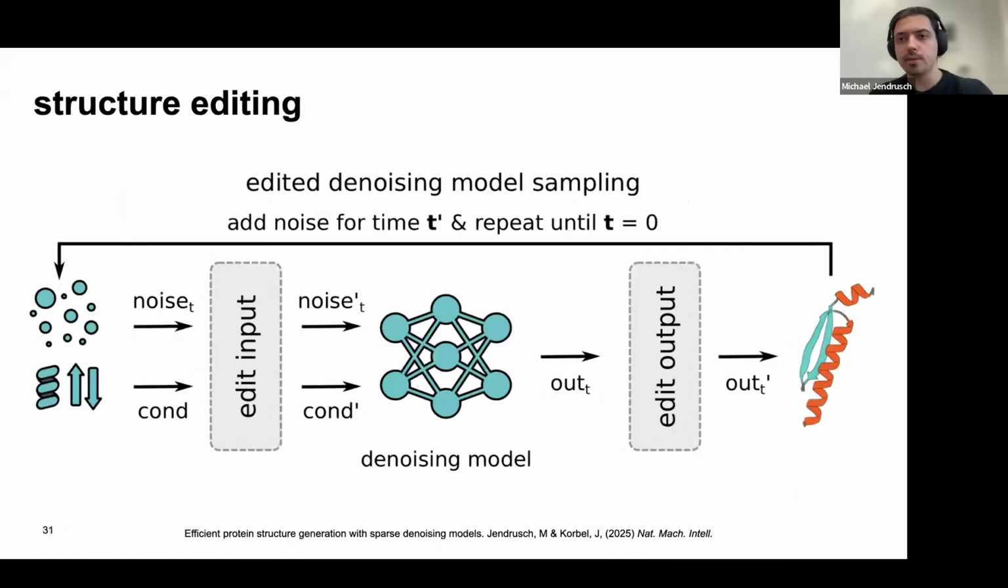Right. Now, having sorted out designability and diversity for our models, we looked at how we can make them do things they weren't trained for. And for this, we developed a new way of sampling these models, which we call structure editing. So instead of just feeding noise and conditioning information into a model and taking out a structure, at each step of the generation, we edited the input noise and the output structure of the model to encode structural constraints.